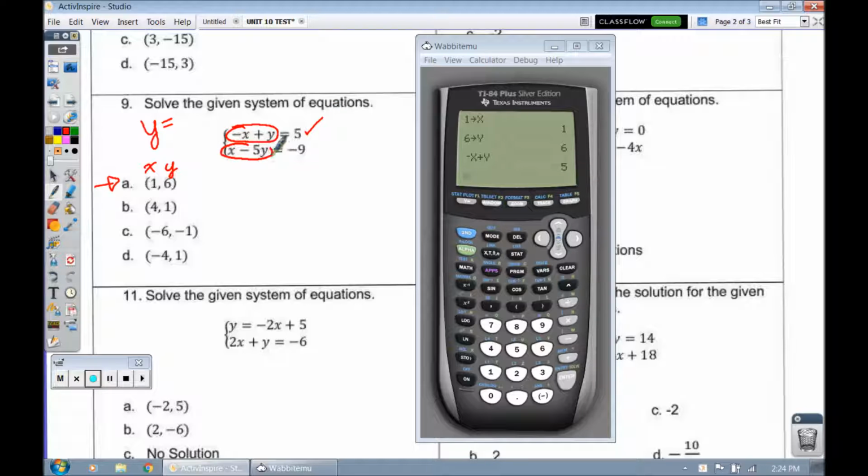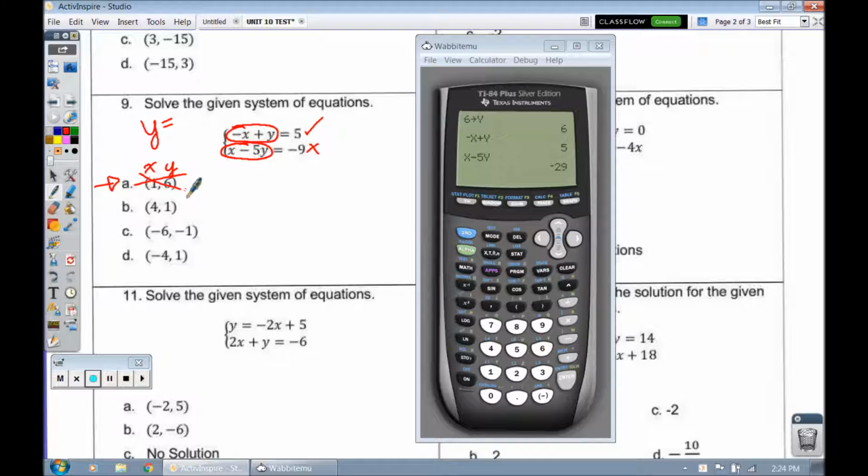But that must also work here. We must type this in and see if we get an answer of -9. That's when we know if we have a solution or not. x minus 5 alpha y. Let's see if we get -9. We do not get -9. So it did not work for the second one. So we know A is not an answer.